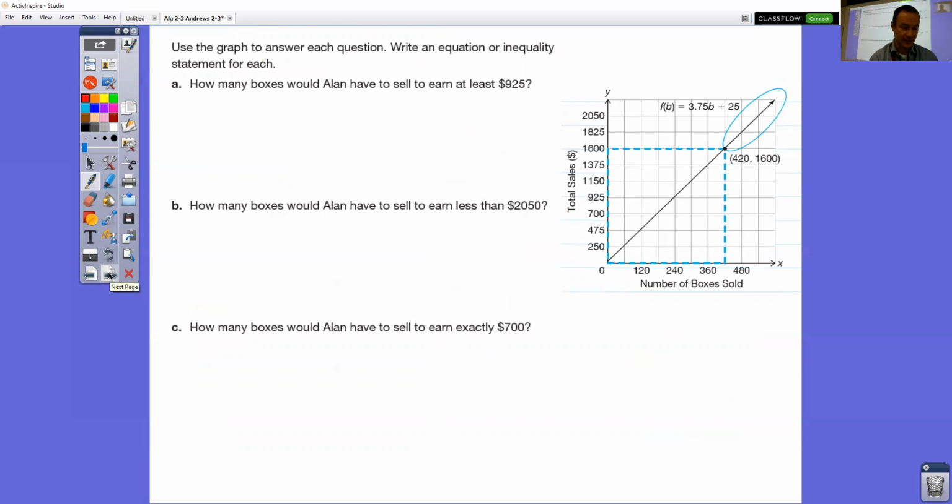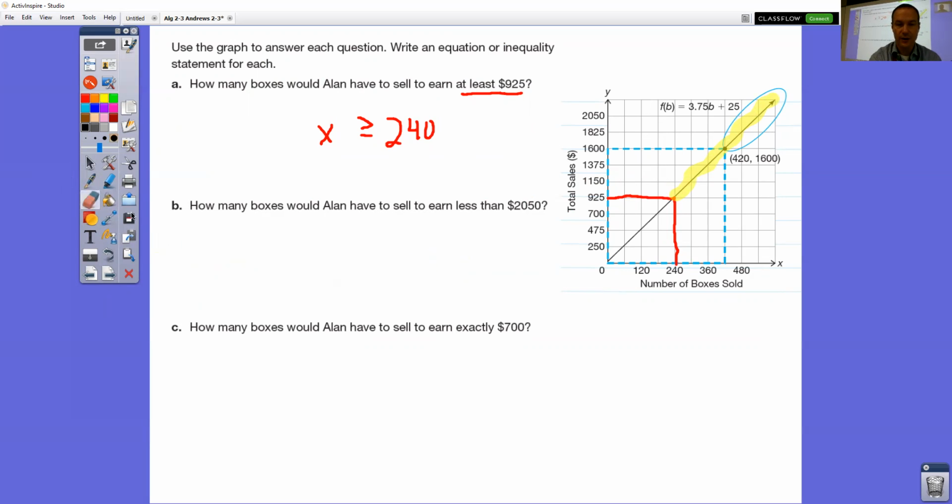Use the graph to answer each question. So now we're back to the popcorn question. How many boxes would Alan have to sell to earn at least $925? So go to 925, go over to your graph. I'm going to say that it's at 240 here. So I have my X and I have my 240. At least is going to be greater than or equal to 240. So I'm looking at all of this part of the graph because that's all above the 240 and 925.